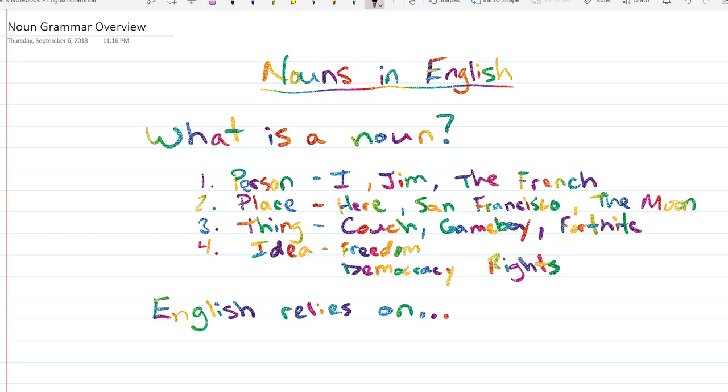And where English is completely different than Latin, and the whole reason why we need to cover this, is that English relies on, you should be able to answer this at this point, word order. So the order of our words is super important in English, not important in Latin at all. That's why we need to cover this.